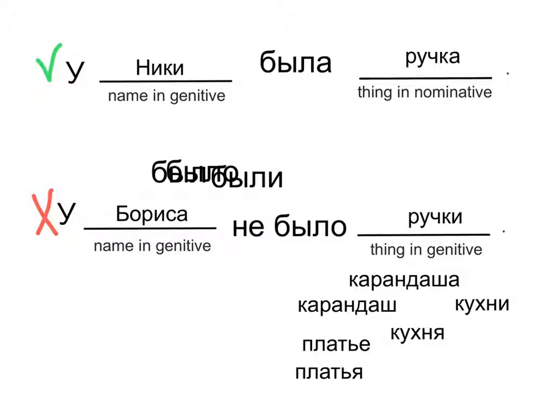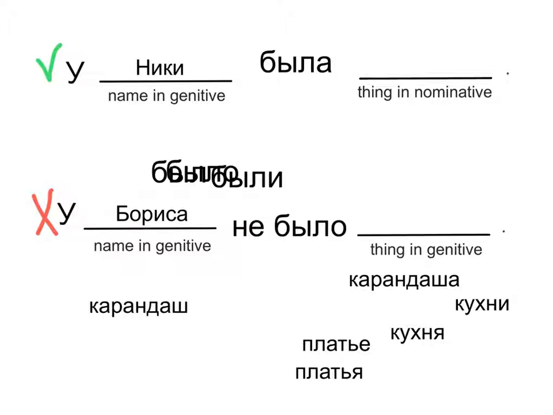Notice that when we're talking about that someone used to have something, it stays in the nominative case, like ручка, whereas when someone didn't have something, it goes into the genitive, just like we do in the present tense when we say we don't have something.